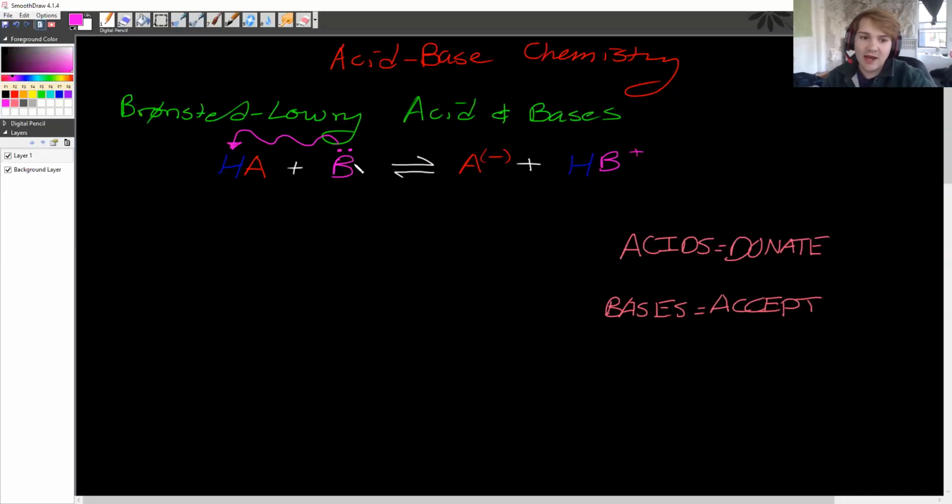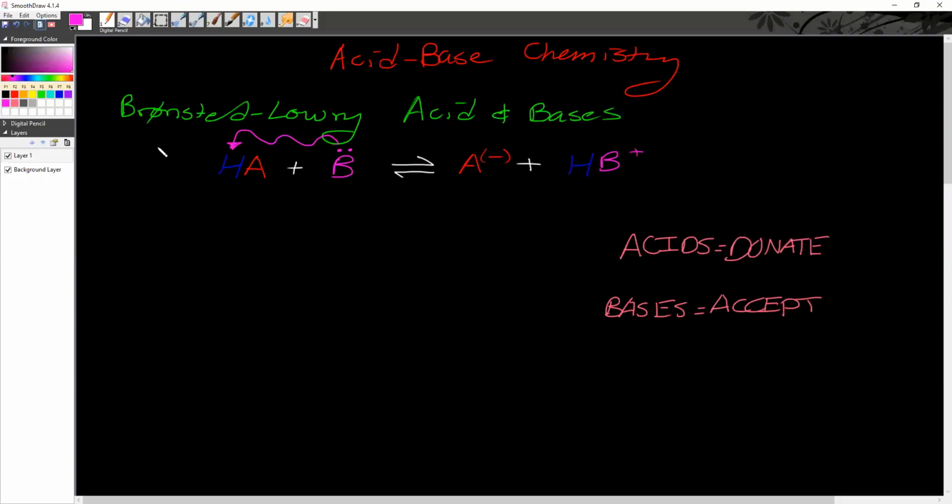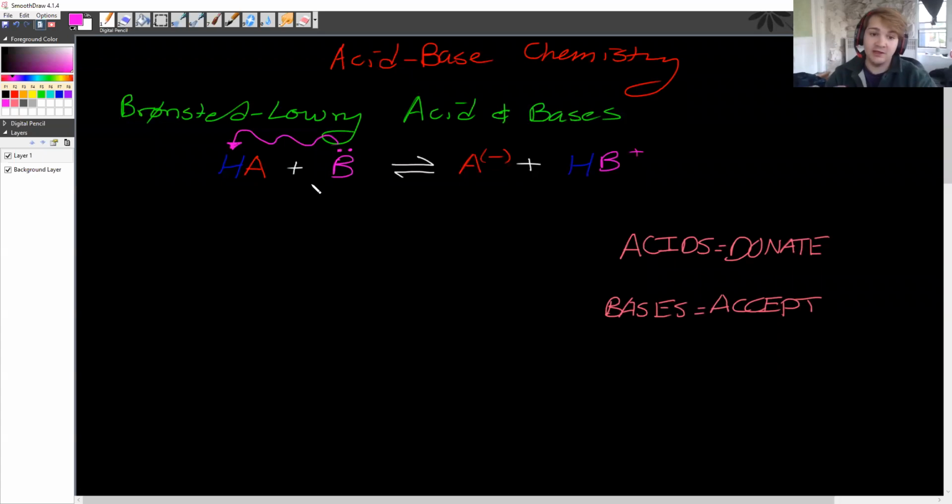Notice that I'm drawing the arrow from the electrons to the hydrogen, okay? Because you have to physically reach out and grab something. We can't just say the hydrogen swims over to this B species. It has to be grabbed by something, and it's grabbed by a lone pair of electrons. And so the question becomes, is this compound here, HA, donating a hydrogen to B? Is it giving up a hydrogen? Yeah, totally. And because it is donating, it is an acid. No ifs, ands, or buts.